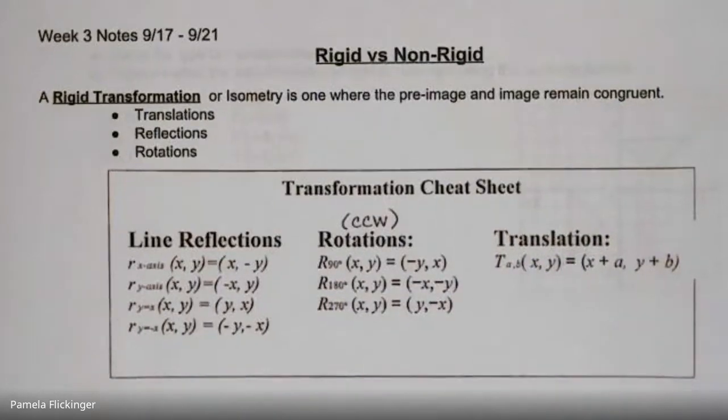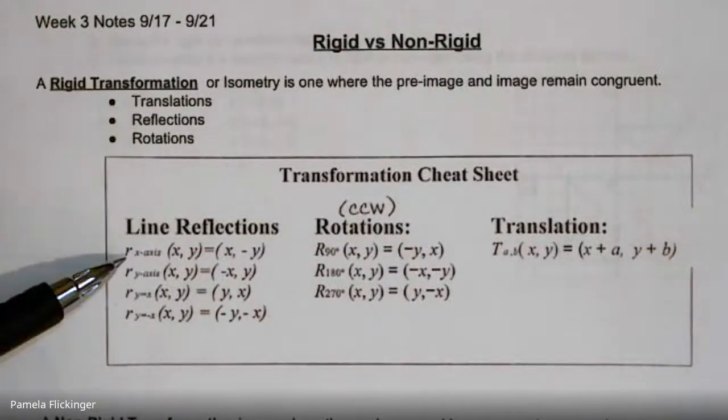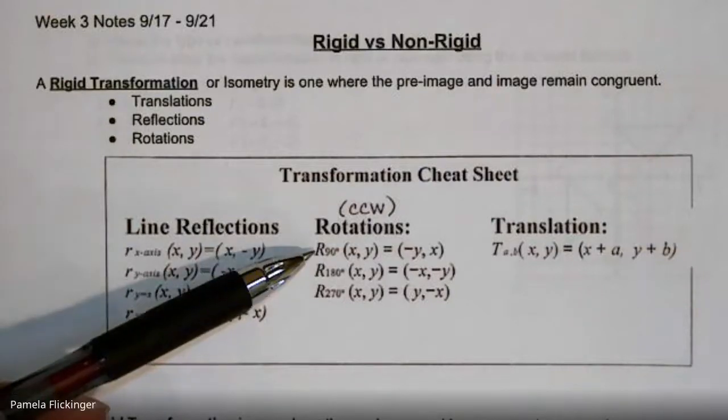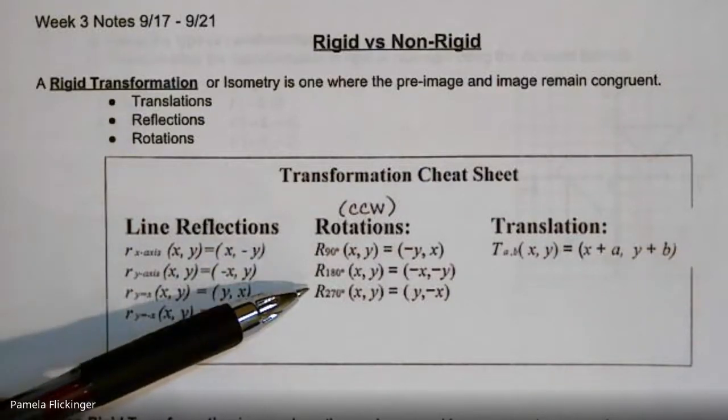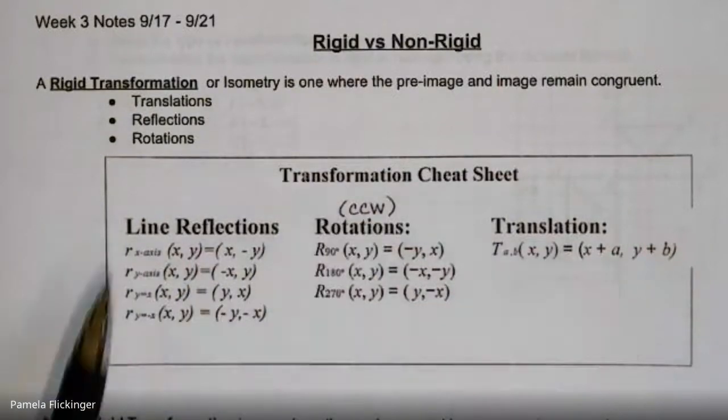And you'll see I've attached this little transformation cheat sheet because we did talk about how we could write the rule if we're reflecting over the x or y axis or along our diagonals y equals x and y equals negative x. We had to use the rules when we did rotations, which were always counterclockwise. And then we also had our translation rules. You will be given this little cheat sheet on your quiz. So I don't expect you to memorize all of this. I would love for you to, but I'm not going to ask you to.